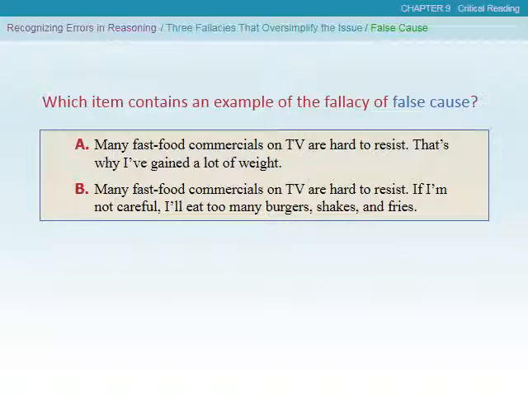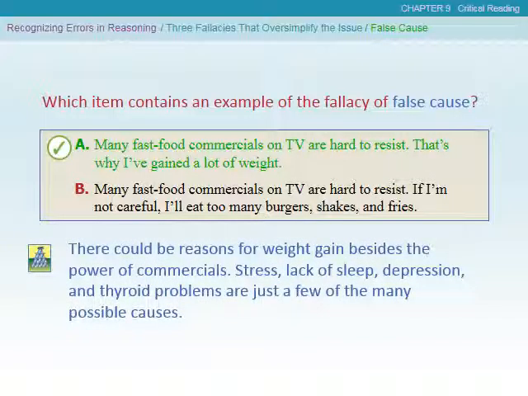So which one is a false cause argument? Many fast food commercials on TV are hard to resist. That's why I've gained a lot of weight. Or: Many fast food commercials on TV are hard to resist. If I'm not careful, I'll eat too many burgers, shakes, and fries. The first one, right? The issue here is that there may be a lot of other reasons why someone has gained weight. It's not clear that just because I see that TV commercial, it means I've gained weight. It could be because of stress, lack of sleep, depression. There's lots of other possible reasons.